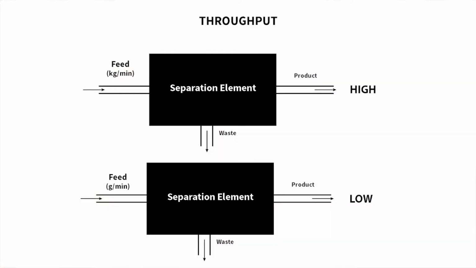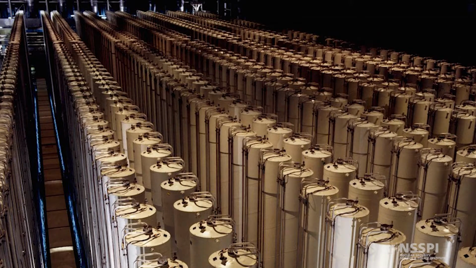Another key characteristic of our separation element is its throughput. This is the mass flow rate at which the uranium feed can be processed. It is the total mass of material passing through the separation element per unit time. For most enrichment technologies, the throughput of a single separation element is very small, meaning that one separation element is unable to process large amounts of material at a given time. When we see pictures of gas centrifuge enrichment facilities, we almost always see large numbers of centrifuge elements interconnected into complicated configurations.